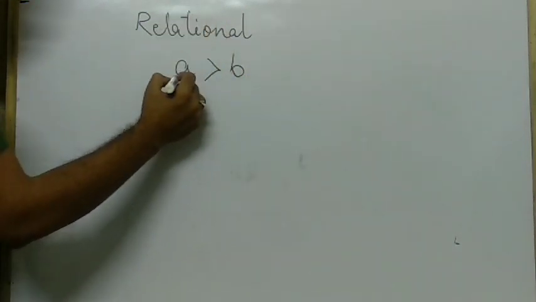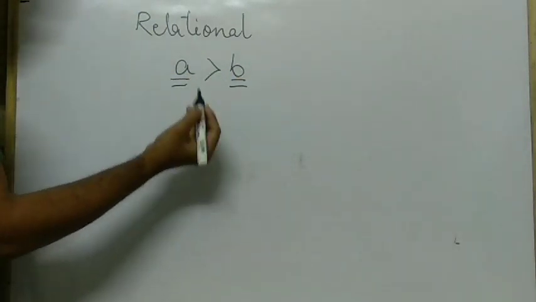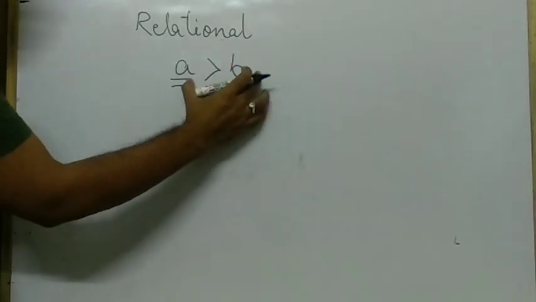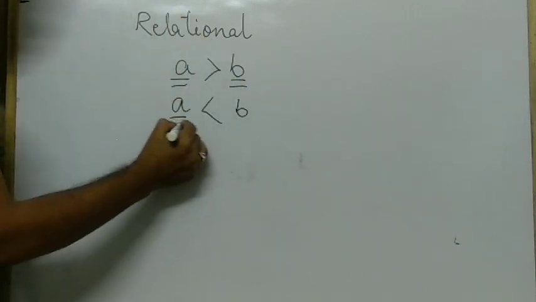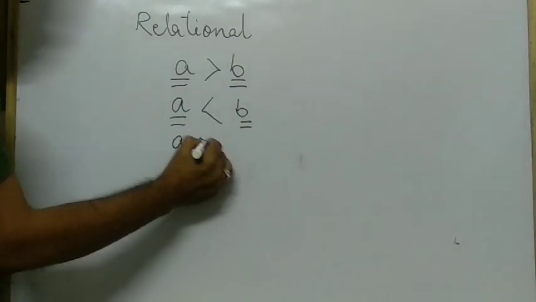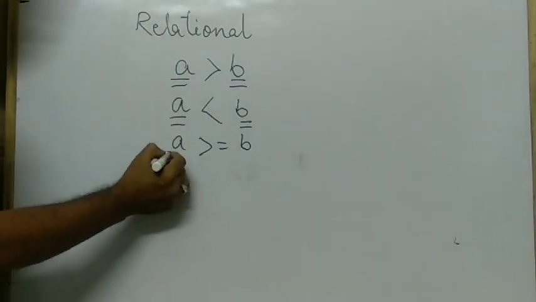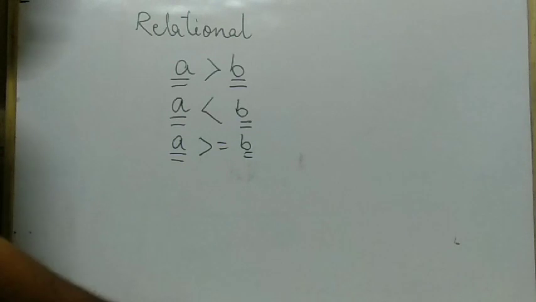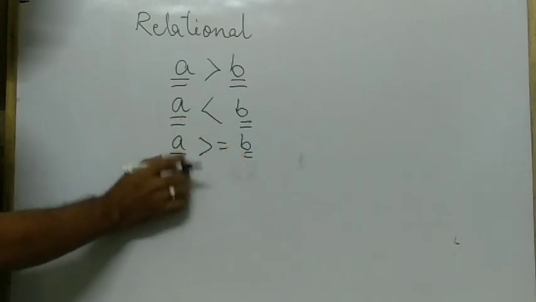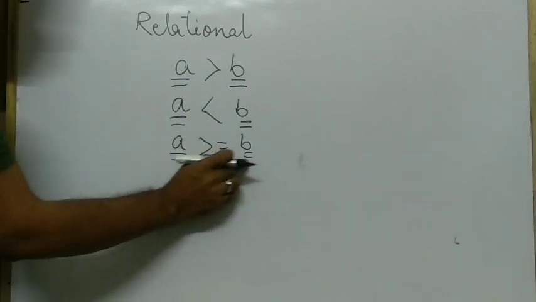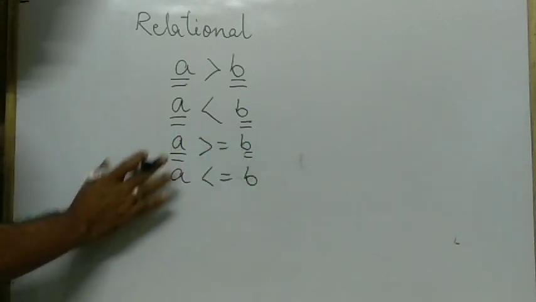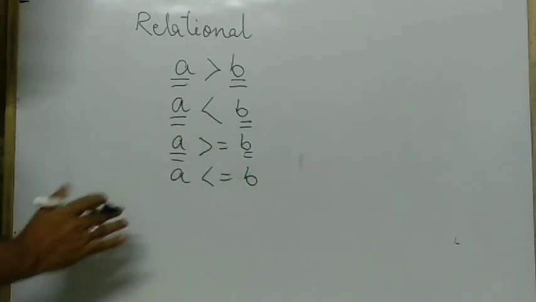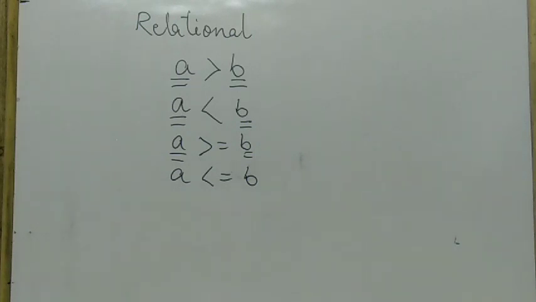So A greater than B also says the value of A is greater than the value of B. Or if you write A less than B, that means the value of A is less than B. Or A greater than or equal to B, that means the value of A is either greater than or equal to the value of B. Again, A less than or equal to B, the value of A is either less than or equal to B. So these operators are used to establish a relationship between two operands, and they are called relational operators.